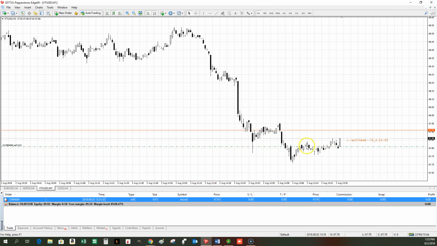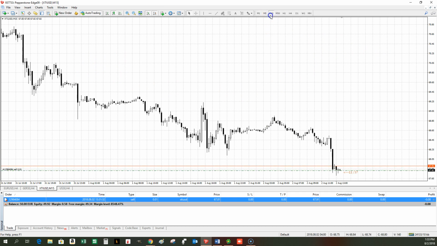Now you see that this asset probably is gonna go up a little bit, or maybe it's gonna go down right now. I don't know exactly what will happen, but I don't care actually. I'm following the trend. So now if it's going up, I will open new trades, sell trades, and I will only open sell trades.